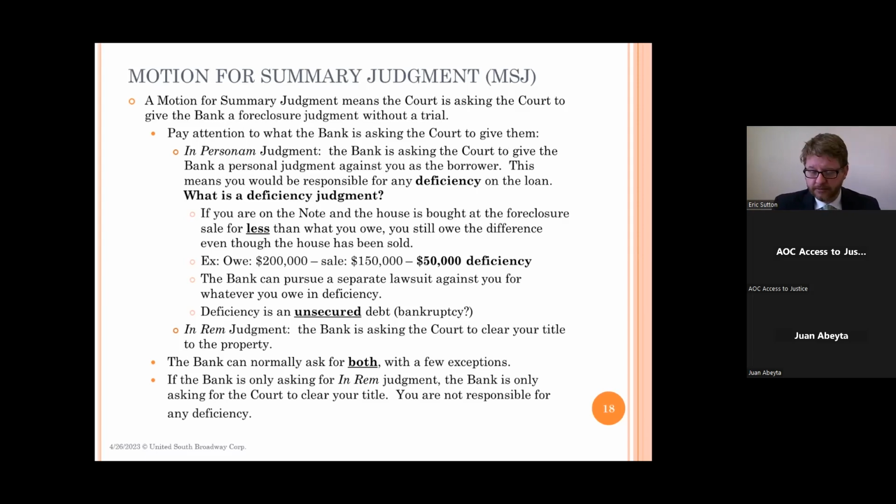Bankruptcy, a borrower may want to consider bankruptcy to address that issue at some point. In rem judgments means against the property. The court has to enter a judgment against the property to clear the title, to allow the bank to sell the property free and clear to whoever purchases it at the auction.